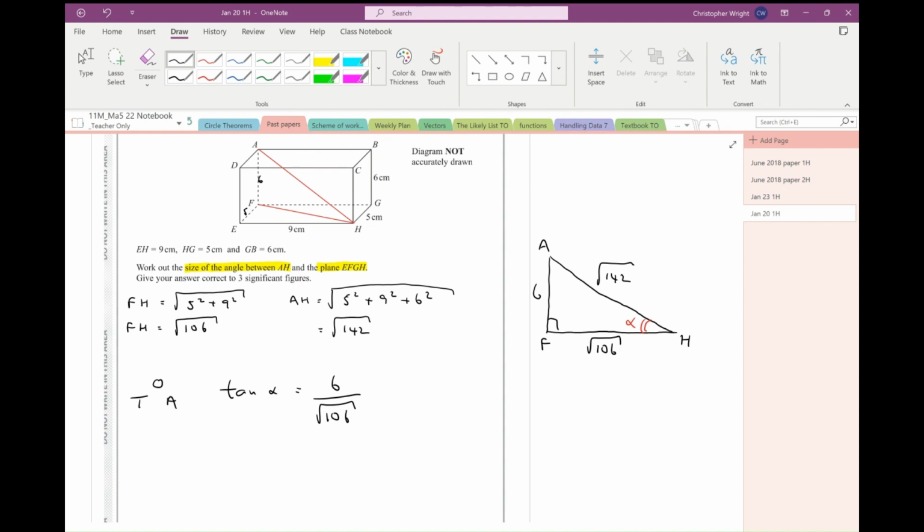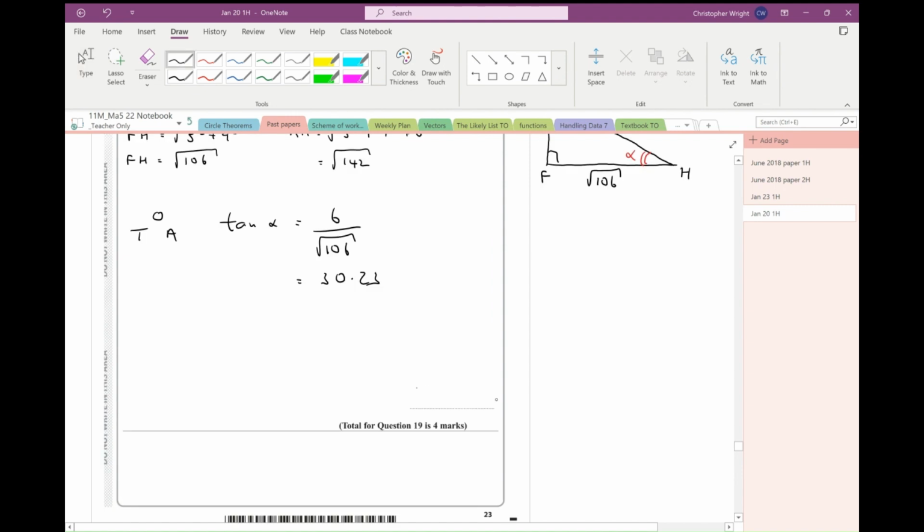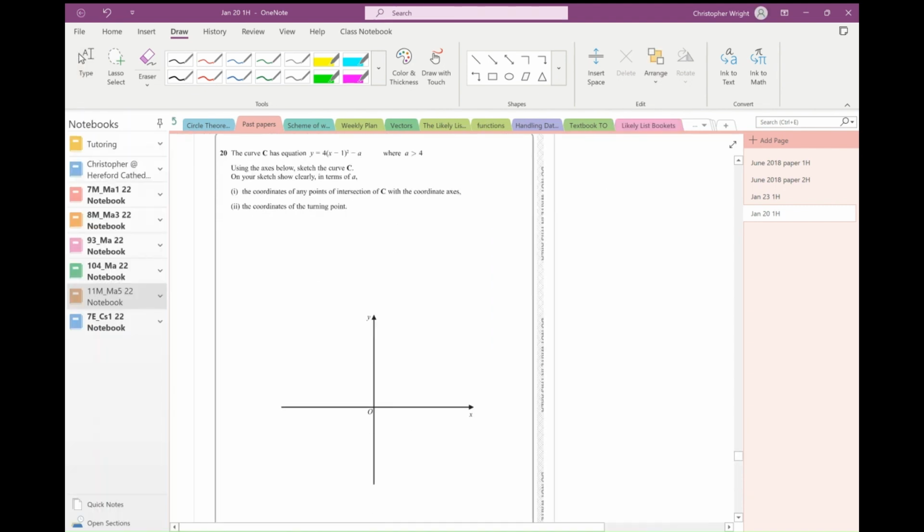Okay, I'm going to press equals on that, and then I'm going to go shift tan to work out my angle. And I have to give the answer to 3 significant figures. So the answer on my calculator is 30.23. So to 3 significant figures, the answer is 30.2. Okay, let's have a look at question 20.